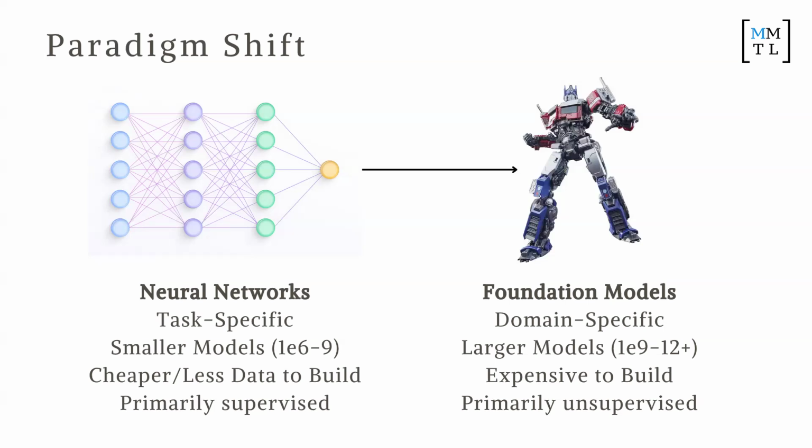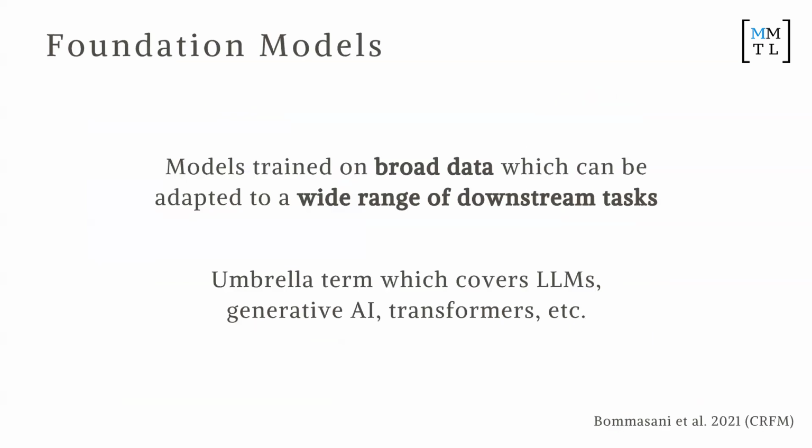They're primarily unsupervised. You can just chuck a whole bunch of data at it. It doesn't need to be labeled or have the ground truth or anything like that, and it figures it out by itself. We'll talk about some of the mechanisms for how it does it. Foundation models are formally defined as models trained on broad data which can be adapted to a wide range of downstream tasks. Inherent in this definition is generality, the ability to do lots of different things well. It's an umbrella term that covers a lot of things you might have heard about, which is large language models, generative AI, and transformers. These all fall under foundation models.